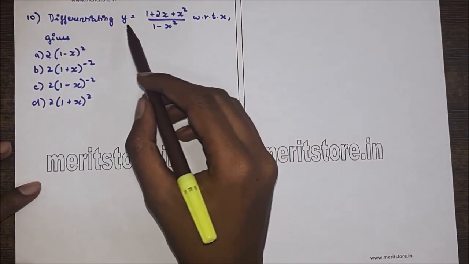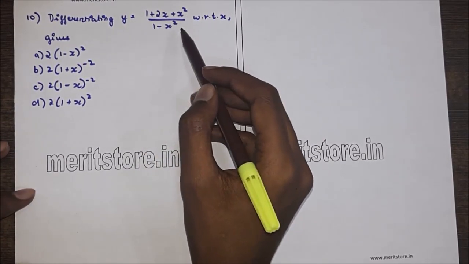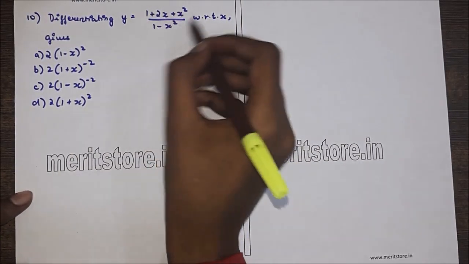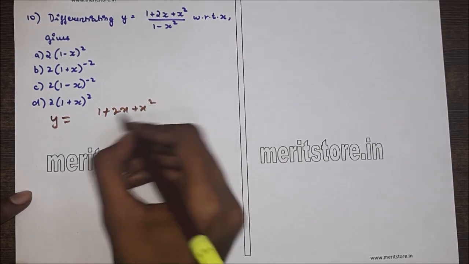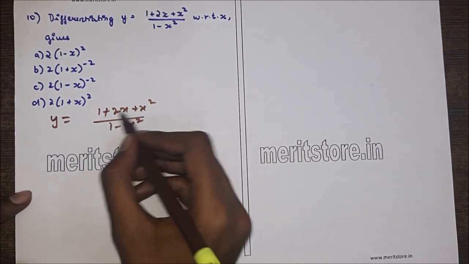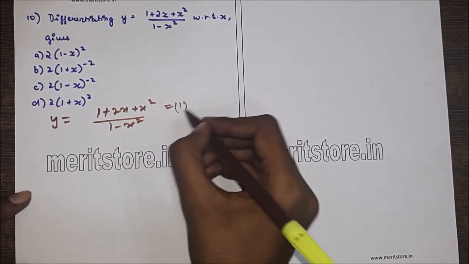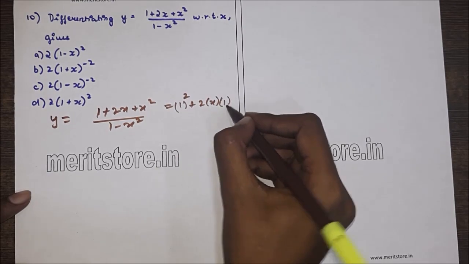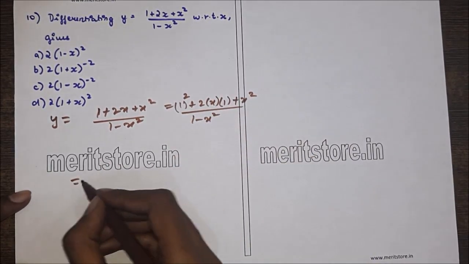We have to differentiate y is equal to 1 plus 2x plus x square divided by 1 minus x square with respect to x. These are the options. So first we simplify the numerator. y is 1 plus 2x plus x square, divided by 1 minus x square. This is in the form of a square plus 2ab plus b square. So we can rewrite this as 1 square plus 2 times x into 1 plus x square divided by 1 minus x square.